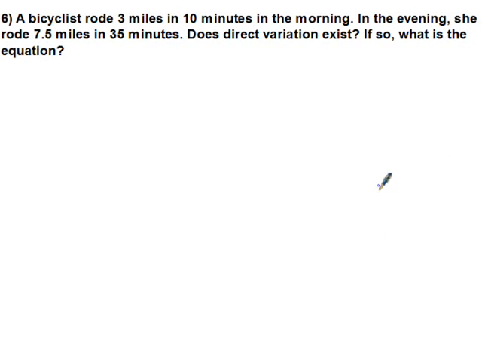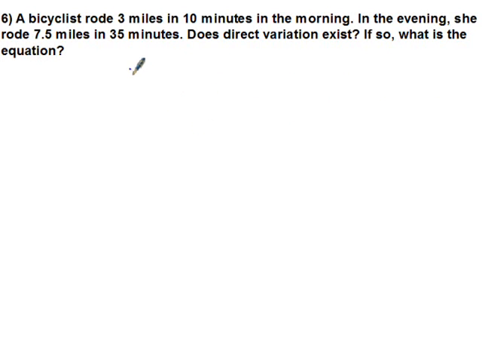You guys remember the process doesn't change, okay? So just read the whole thing, all right, and think a little bit. I promise you can figure it out. A bicyclist rode 3 miles in 10 minutes in the morning. In the evening, she rode 7.5 miles in 35 minutes. Does direct variation exist? And if so, what is the equation?